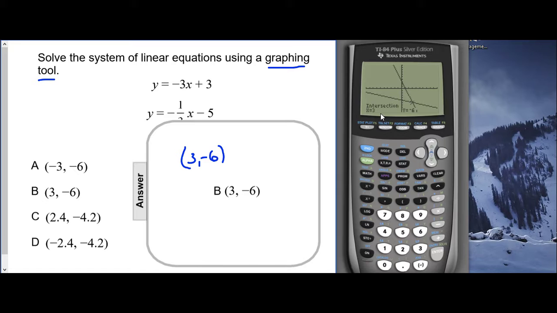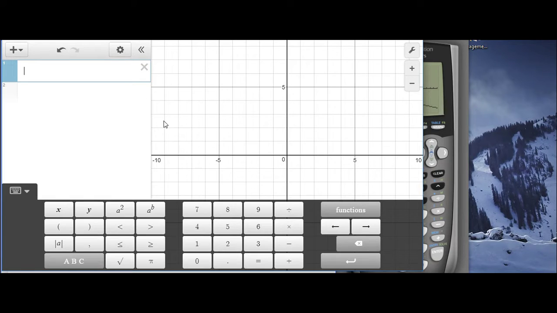But what if you don't have a graphing calculator? What if you only have the internet? So the internet has a wonderful website called Desmos.com that has a graphing calculator or graphing feature built in. So if you go to the internet and you go to Desmos.com/calculator, it brings you to this screen. So here we're going to type in our two equations.